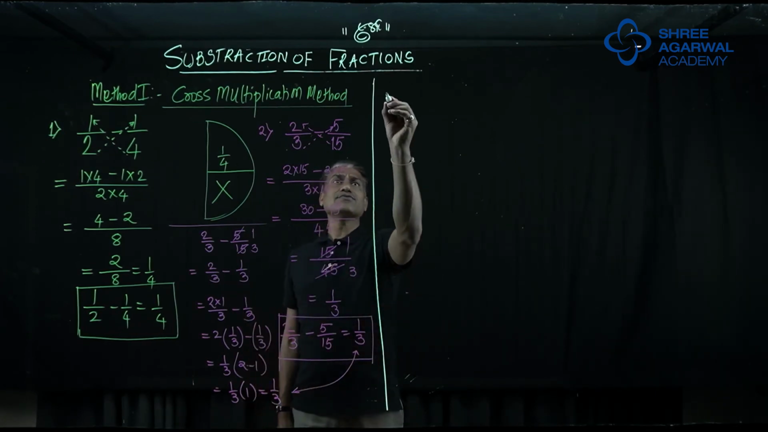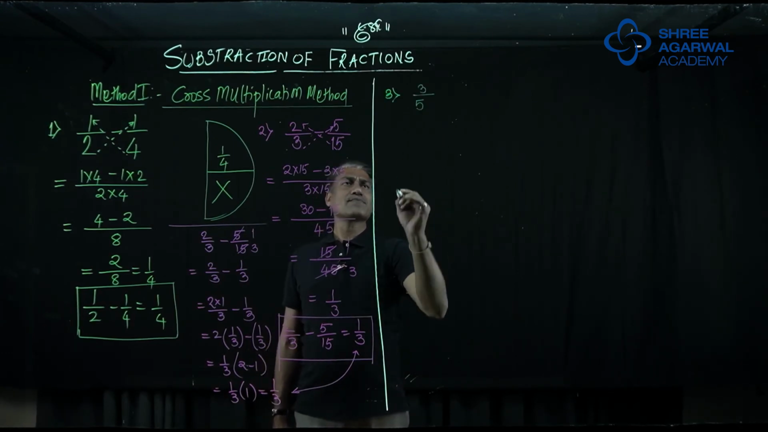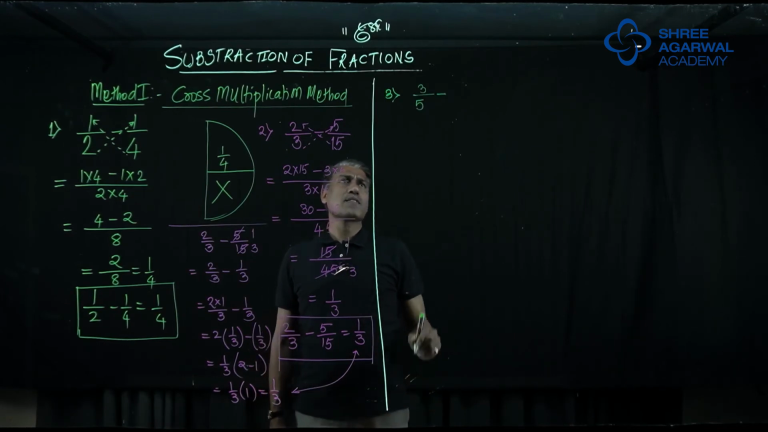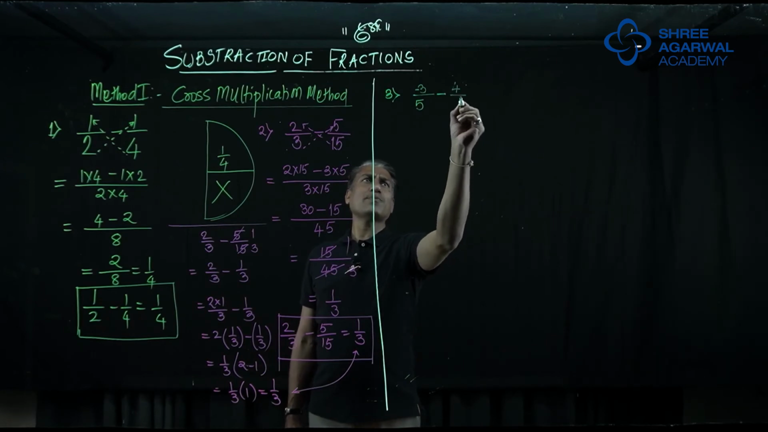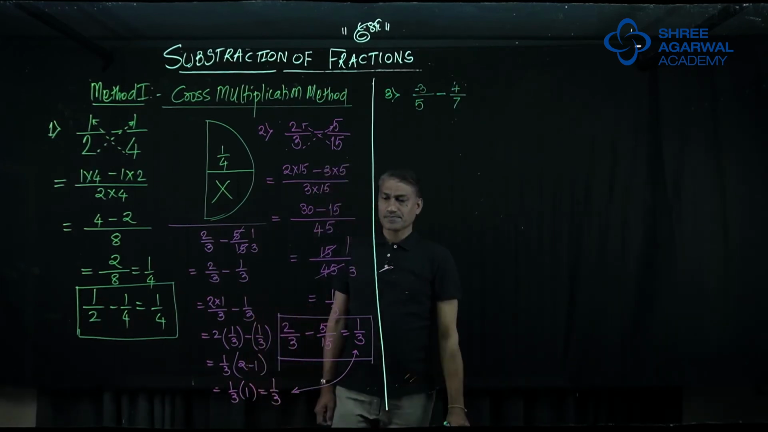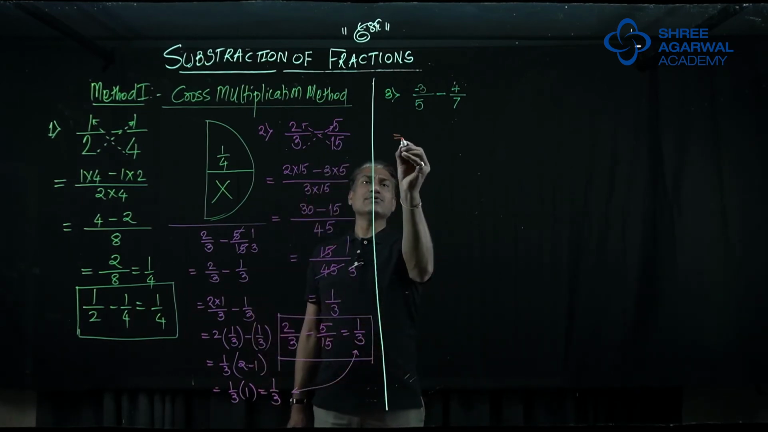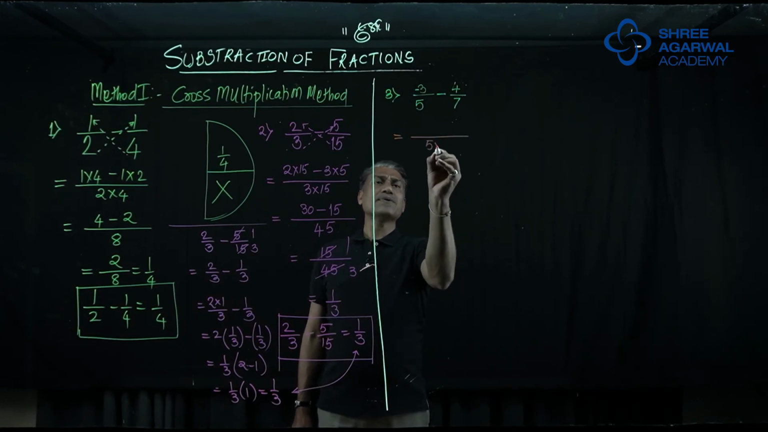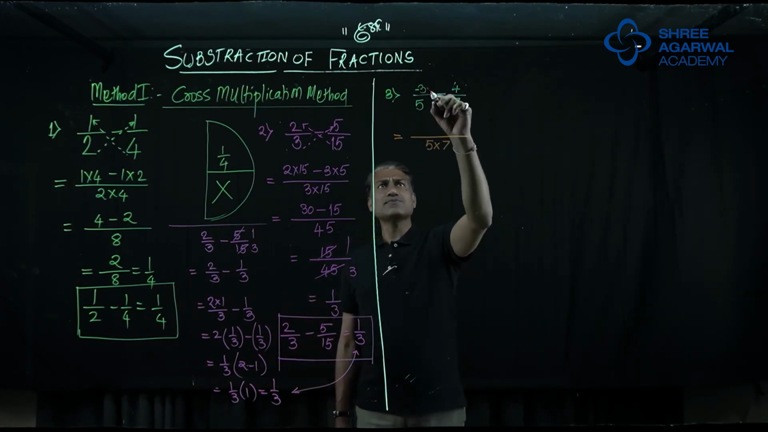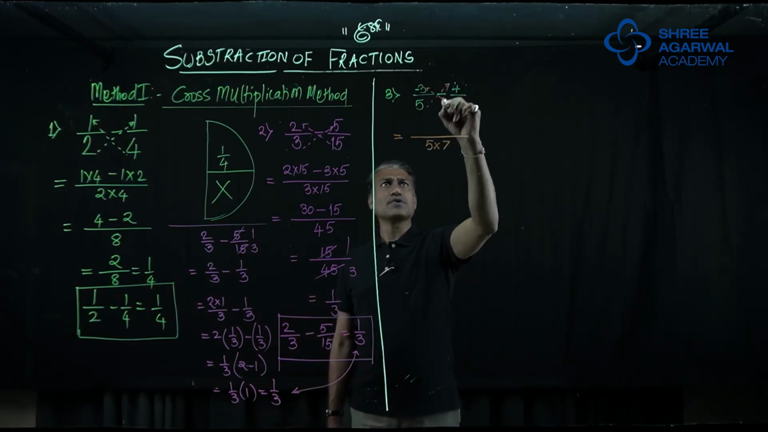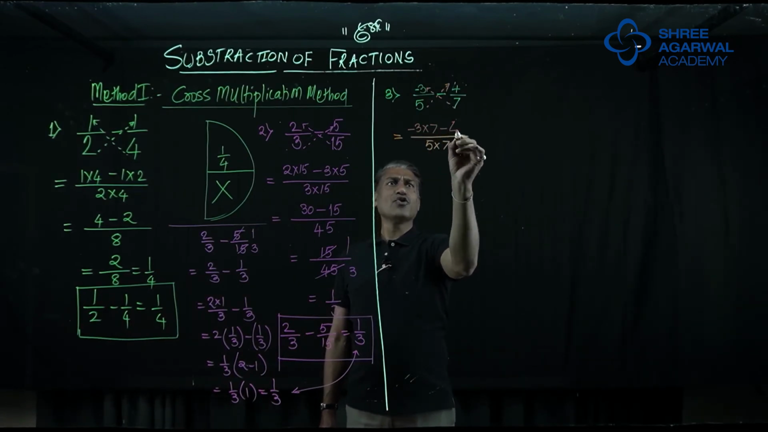So let us take the third problem. Suppose minus 3 upon 5 minus 4 upon 7. Now sir, if we want to write this, again as I told you, the first step is multiplying the denominators. 5 7s are, and now cross multiplication. So minus 3 7s are minus 4 5s are.